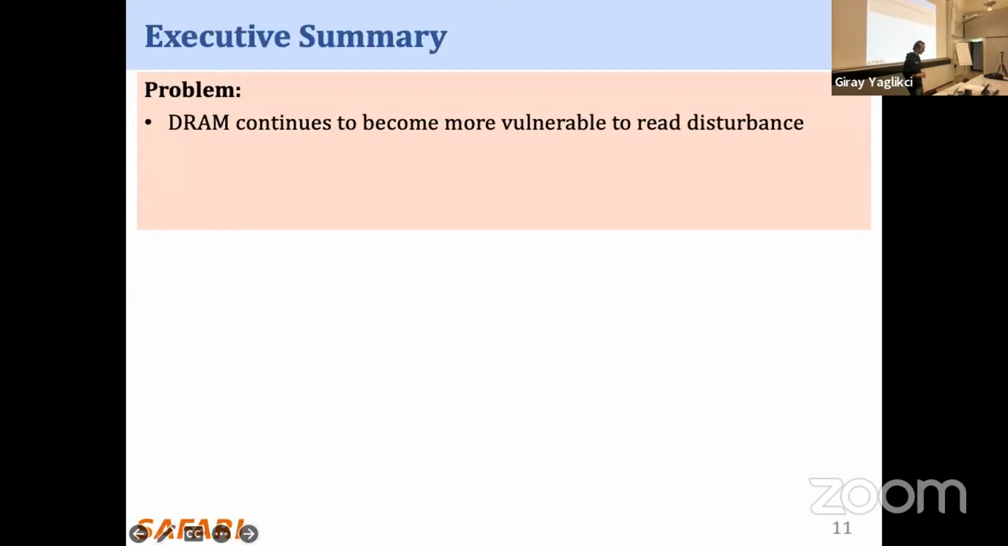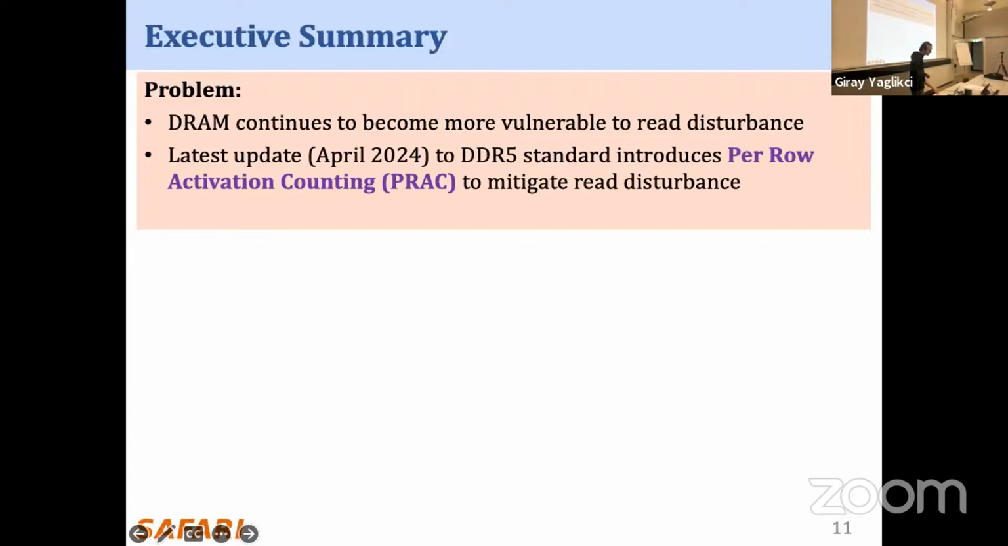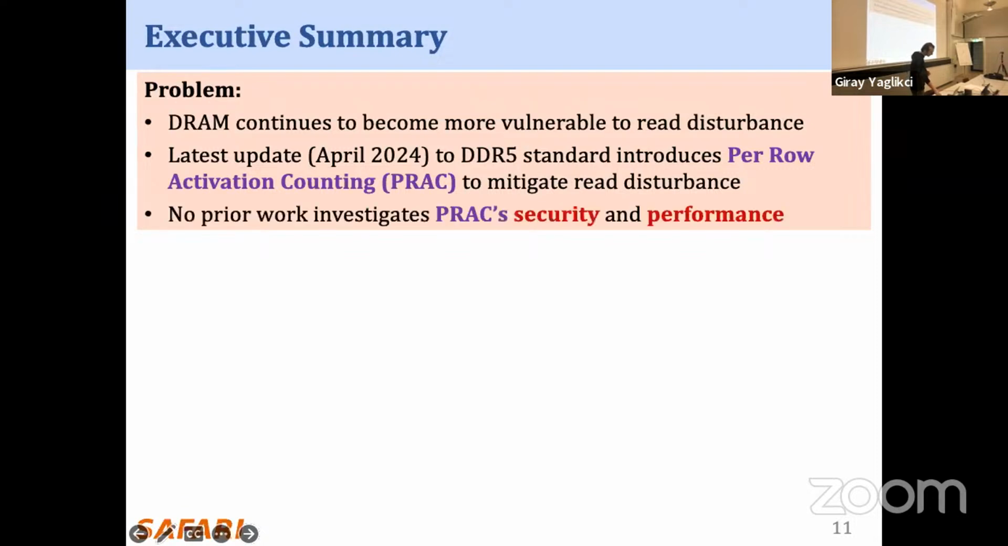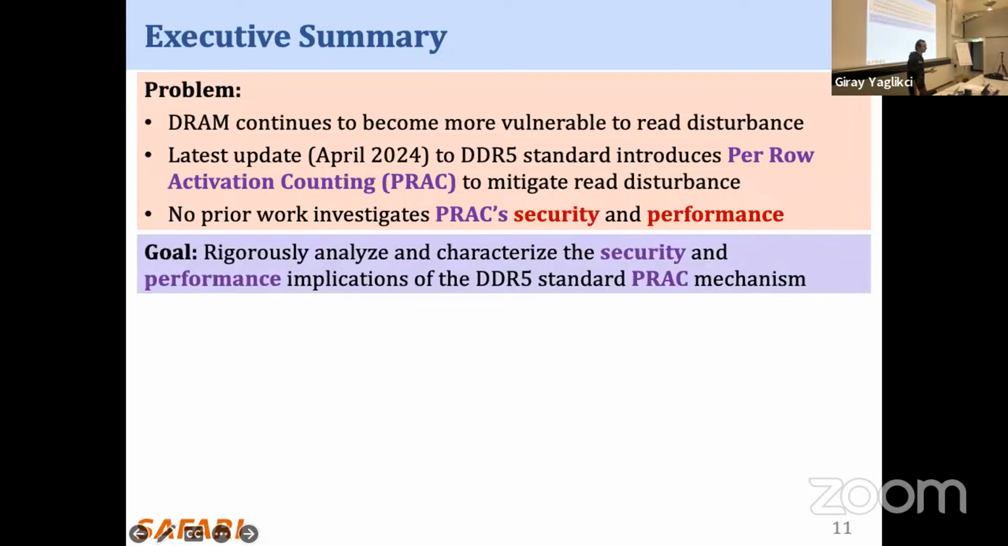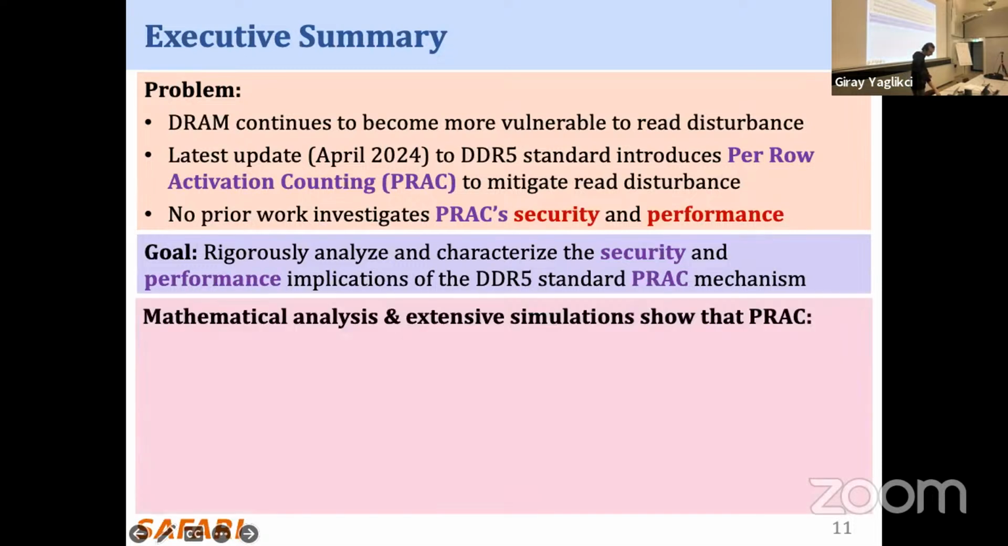As we mentioned multiple times today, DRAM chips are becoming more vulnerable to read disturbance. The latest JEDEC DDR5 standard introduces a per-row activation counting mechanism, PRAC, to mitigate these errors. However, no prior work investigates PRAC's security and performance overheads. Our goal in this study is to rigorously analyze and characterize the security and performance overhead of this new mechanism.